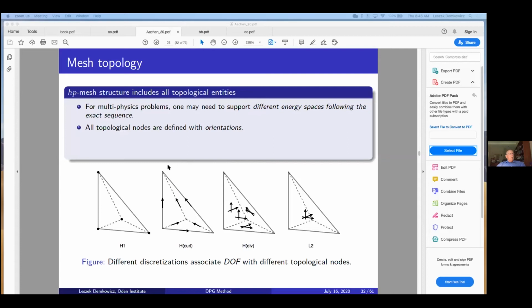I already talked about that. For the lowest order elements, we use the name H edge and face elements, because these degrees of freedom live on edges and faces.